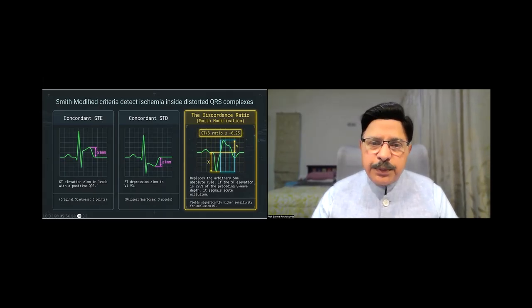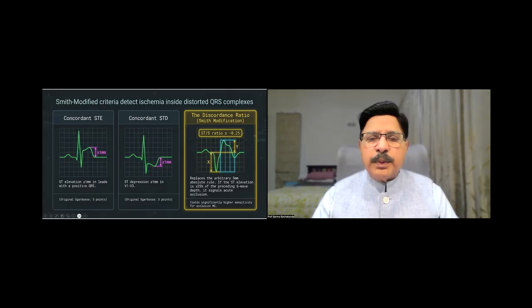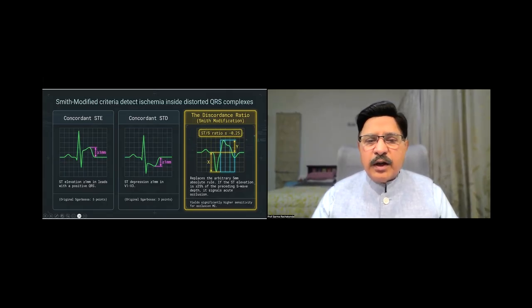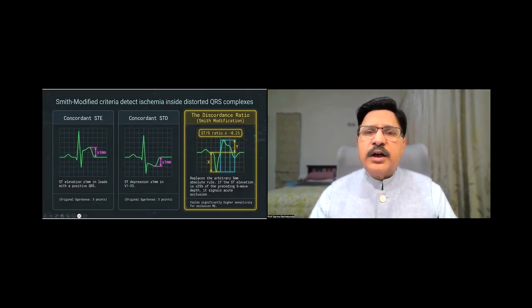Concordant ST depression: more than 1 millimeter depression in V1 to V3. This is the complementary change. This is the complementary elevation: original elevation in V4, V5 or V6, and complementary depression in the opposite leads of 1 millimeter. This again, Sgarbossa score 3 points. Look for concordant ST elevation and concordant ST depression.